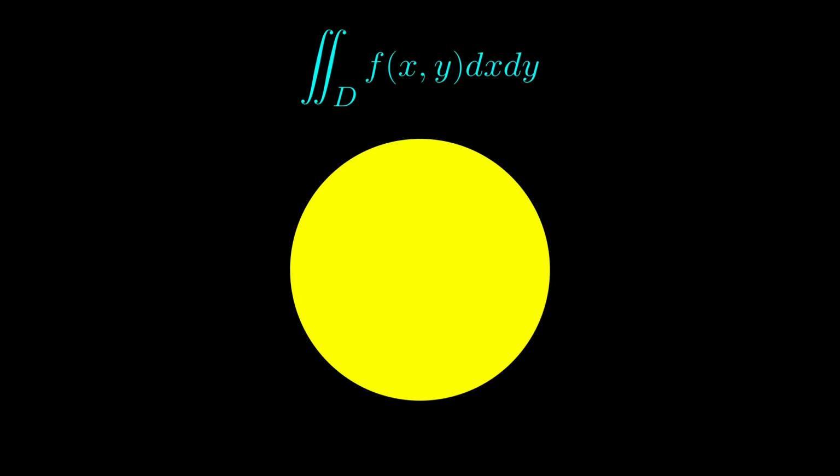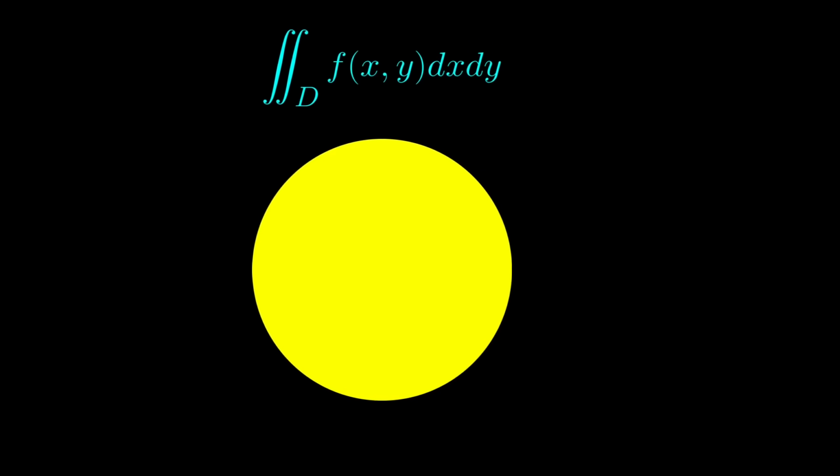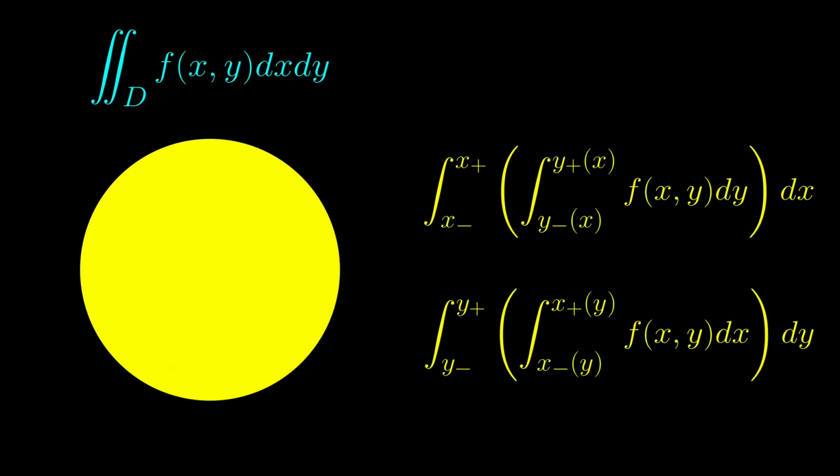Suppose you have a unit disk and you want to integrate f over this region. However, as we discussed before, we need to compute in one of these two ways. Annoyingly, the endpoints are square roots, which can be frustrating to deal with.